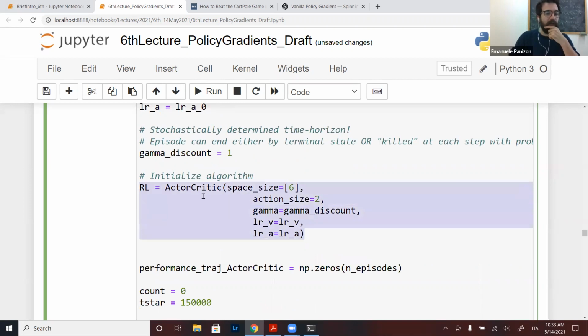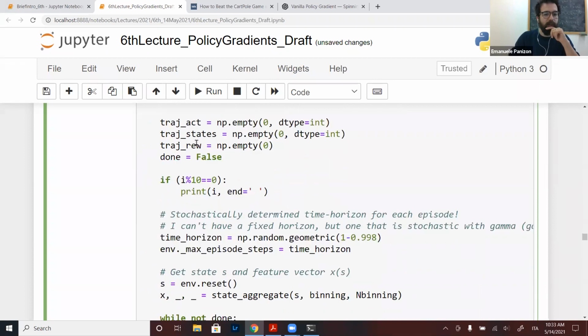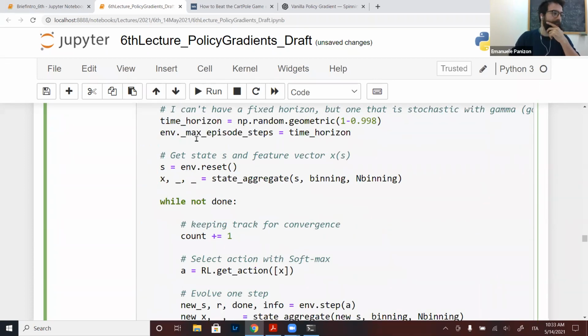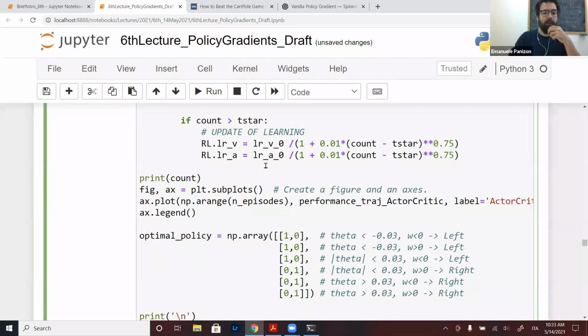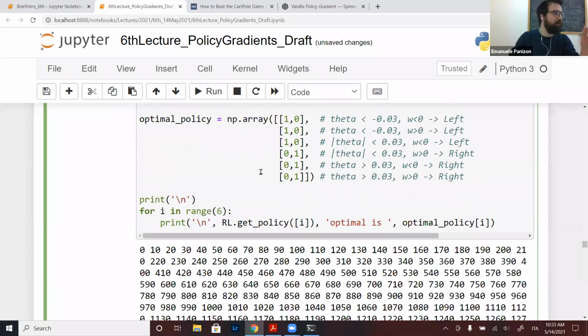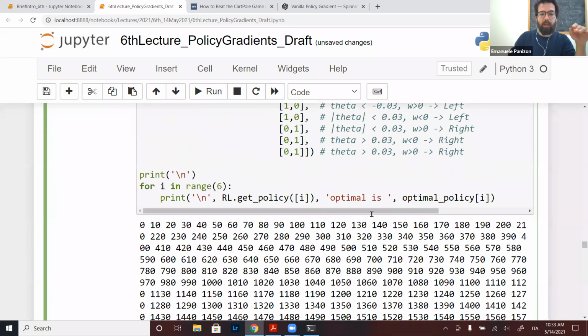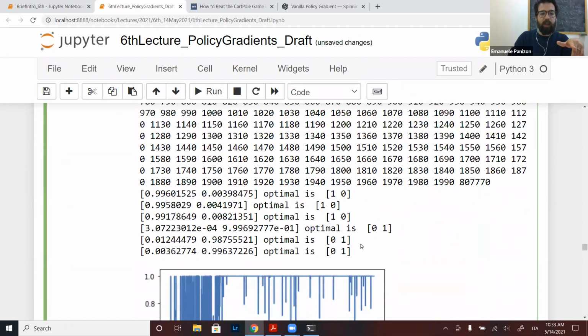Again, I create an actor critic, the same as before. I do the episodes. 2000 is a lot, and I will show what actually turned out. This is the same as before. If you have questions, please stop me, but this is exactly as before. I'm just using a different algorithm. And you can see I have done already 2000 episodes. At the end, this is what I find.